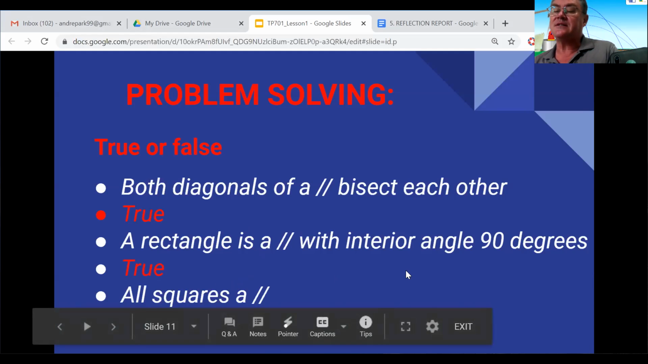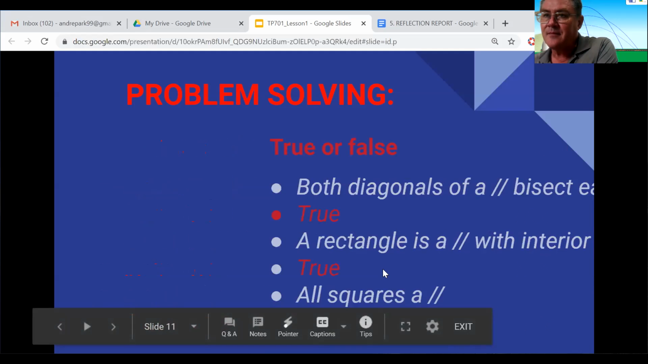All squares are a parallelogram. A square is a parallelogram, true or false? Yes, no. Since everything is true, let's go for it. It's true, excellent.